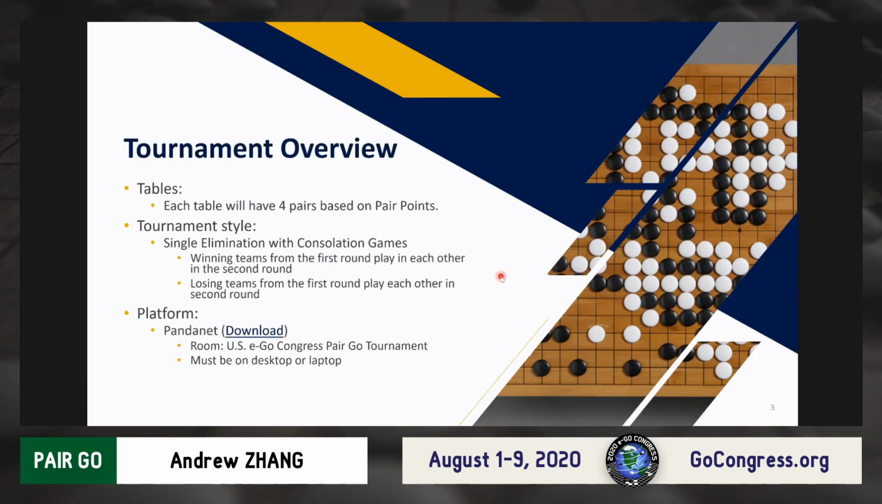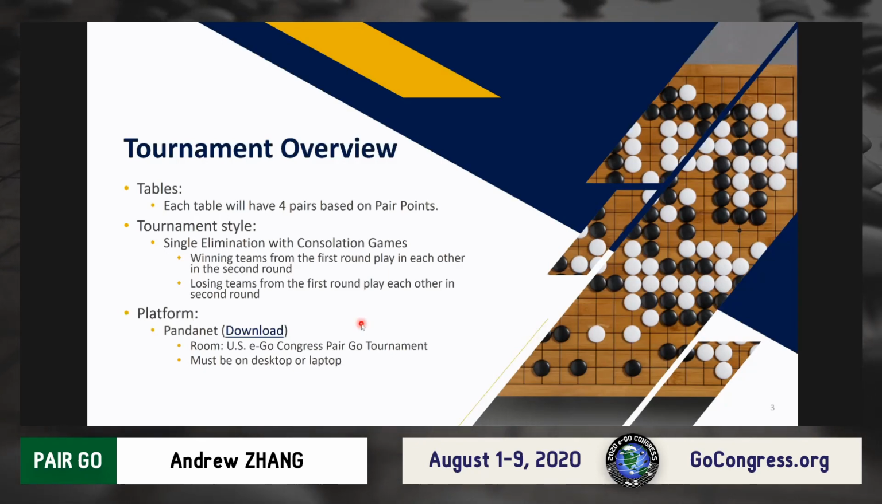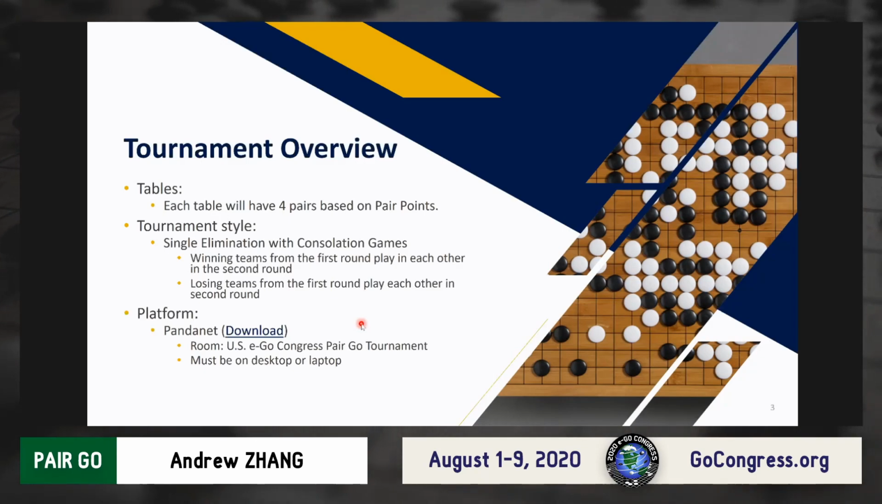Next, this tournament will be split into tables. Each table will have 4 pairs based on pair points. The tournament style will be single elimination with consolation games. So the winning teams from the first round play each other in the second round, and the losing teams from the first round play each other in the second round.